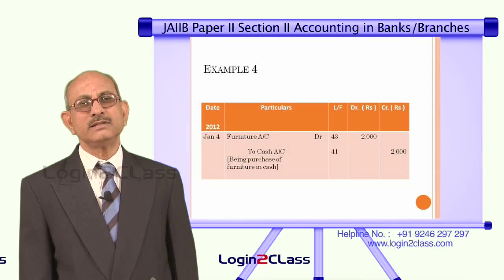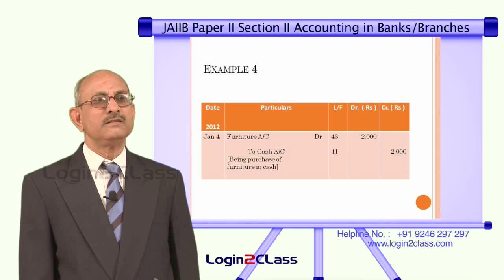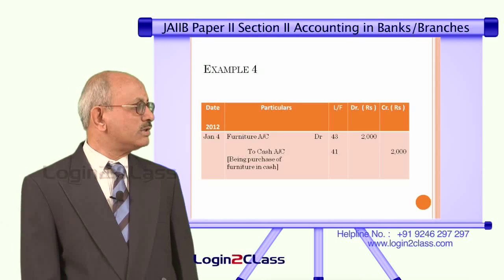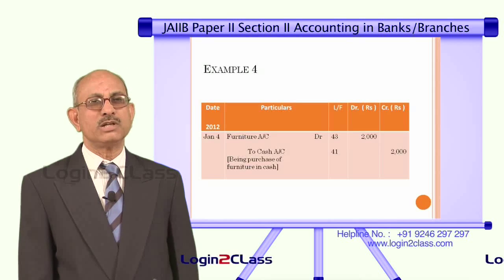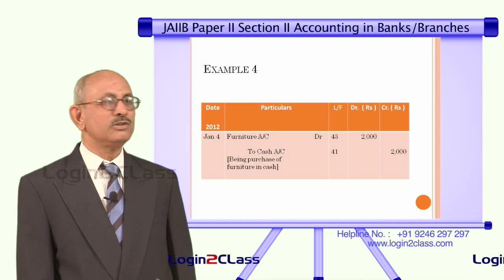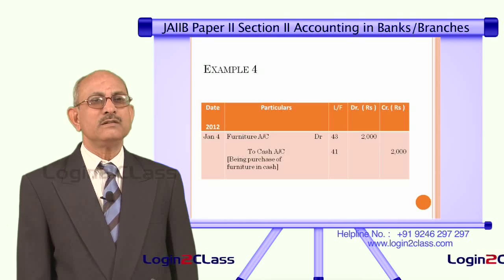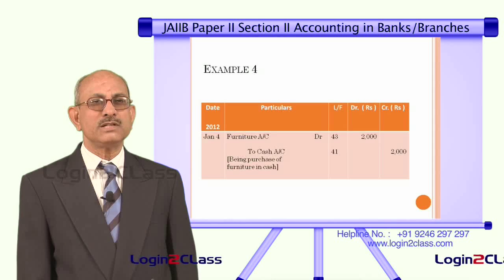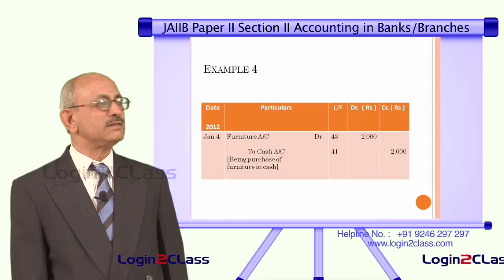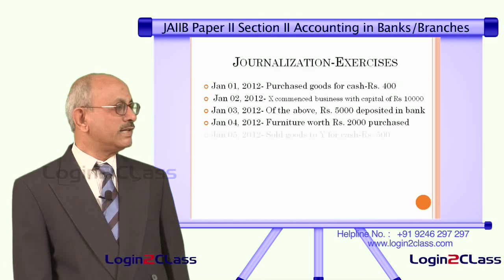So how do you record this? In the journal, first you have to write: furniture account debit rupees 2,000, cash account credit rupees 2,000. Under narration you have to say furniture bought for rupees 2,000 in cash. That is the narration given. Now we will go to the next example.